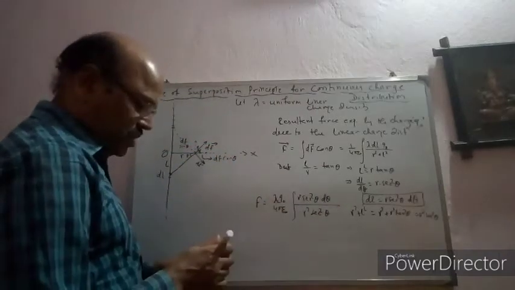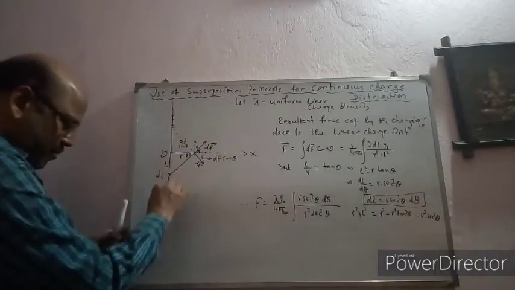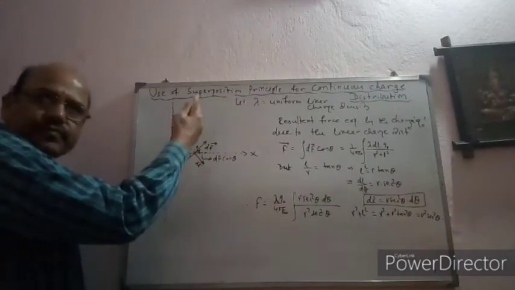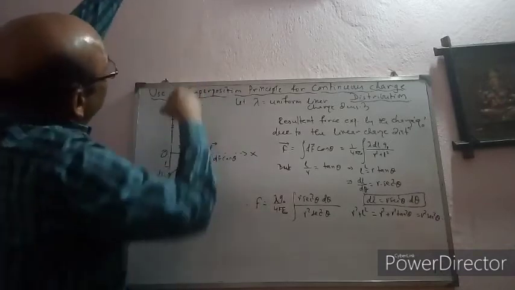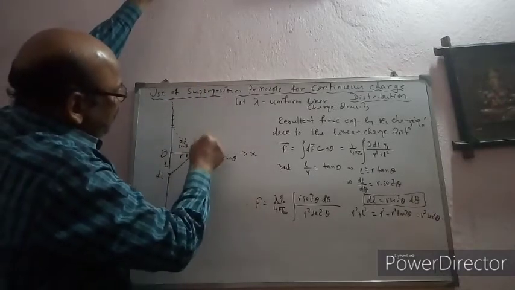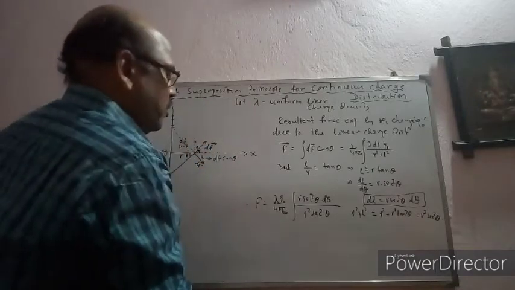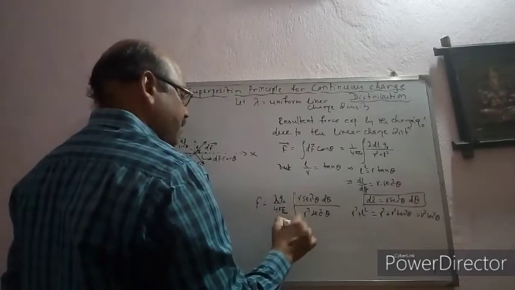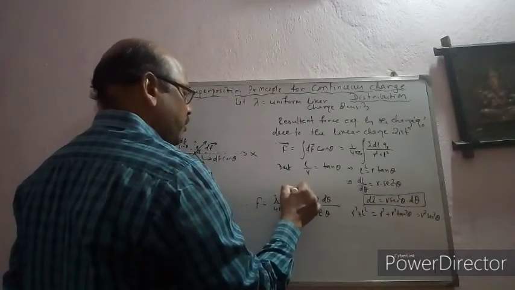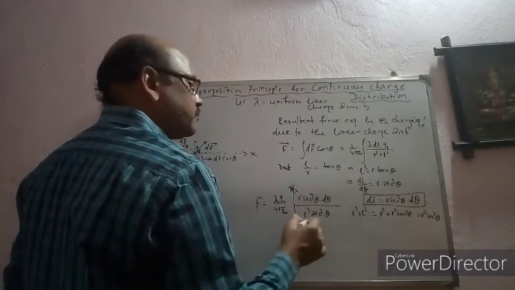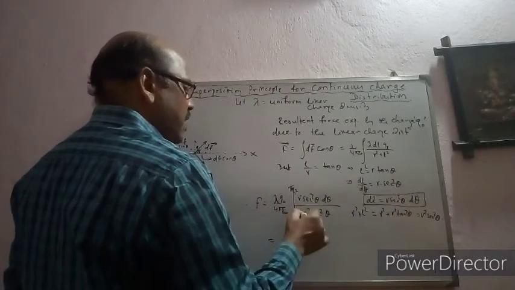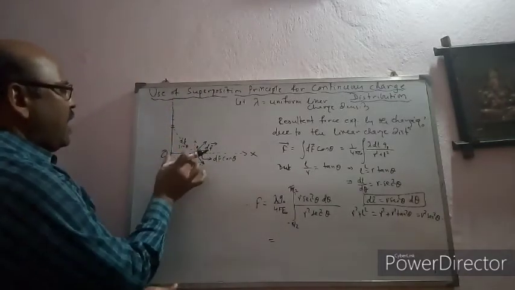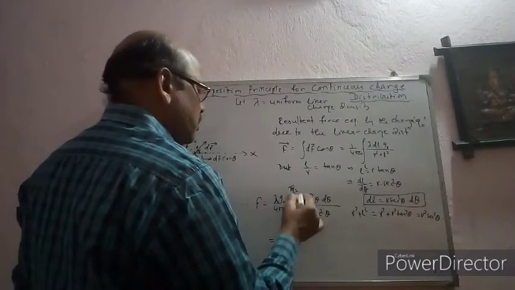And what is the variation in theta? When I choose the limit infinitely below, the value of theta will be minus pi by 2. When I choose the dl infinitely above, the value of theta on the upper side will be plus pi by 2. So for an infinitely long conductor, the limit of theta will be from minus pi by 2 to pi by 2. This integral we have to solve. R is also constant, the perpendicular distance for any choice of element, so R can be taken out.